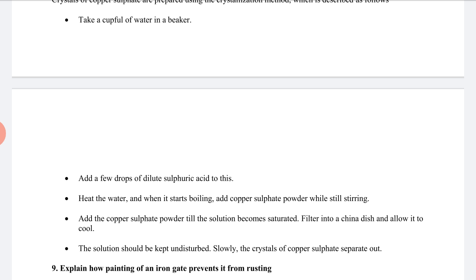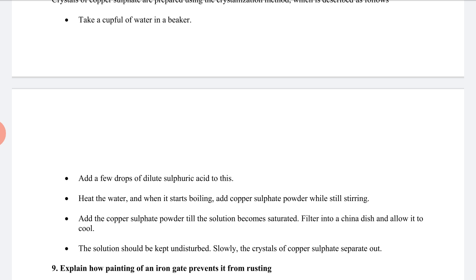In a cup of water, add a few drops of dilute sulfuric acid. Now the mixture of sulfuric acid and water is heated. When the water starts boiling, add copper sulfate powder while stirring. Add copper sulfate powder till the solution becomes saturated.